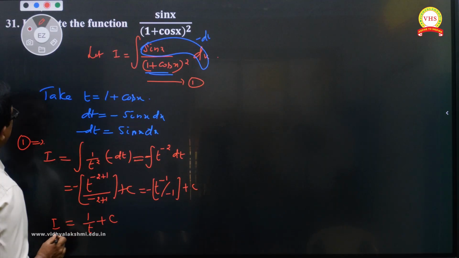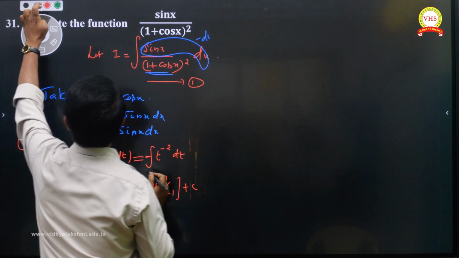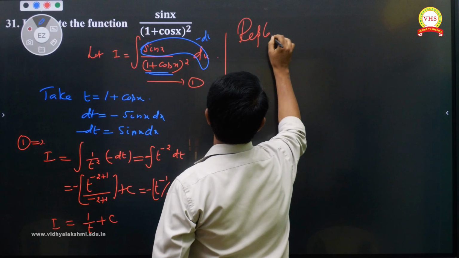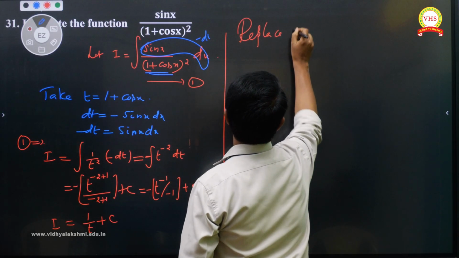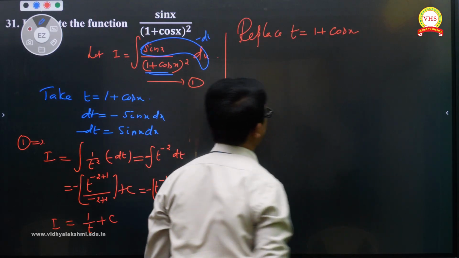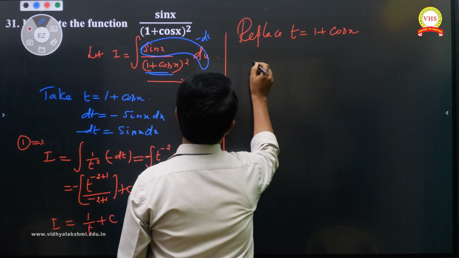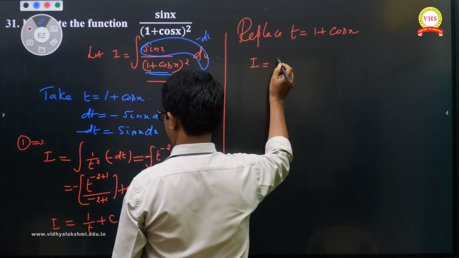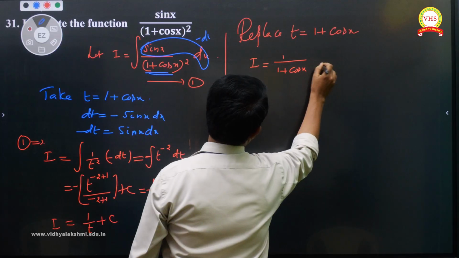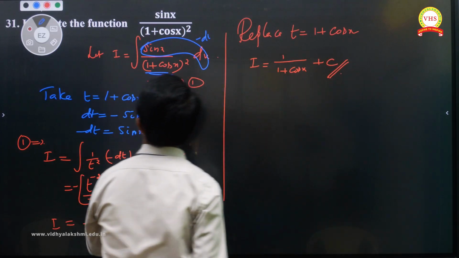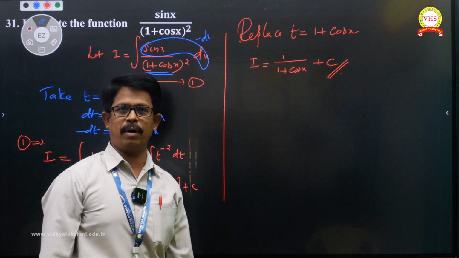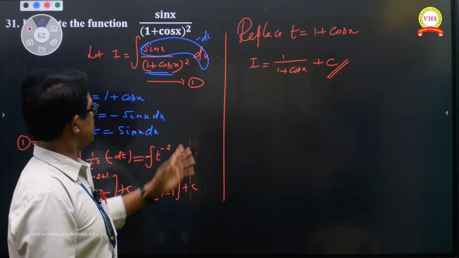This is I. Yes. Now finally, replace t equal to 1 plus cos x, the existing denominator. That is I equal to 1 by 1 plus cos x plus c. This is the solution of the given integration sin x divided by 1 plus cos x whole square.